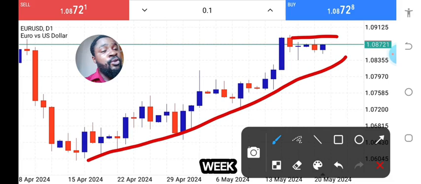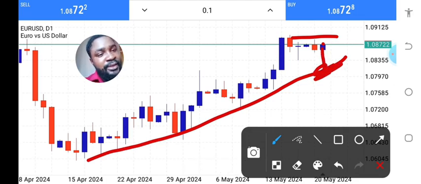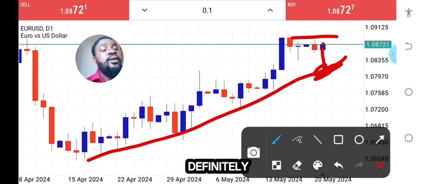There will be a week. There will be a week here. Means that there will be a week. So buyers will go and the sellers will take over and then push the market down to this point. Okay, it definitely will happen like that.